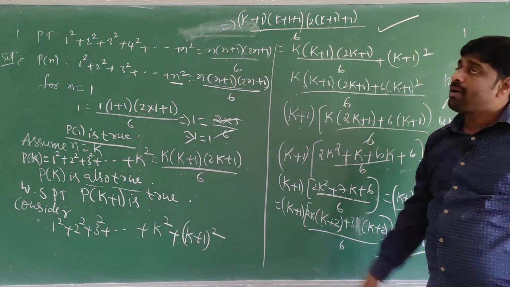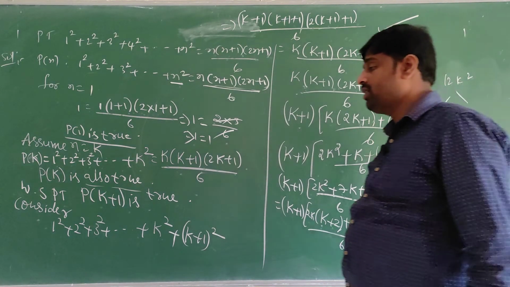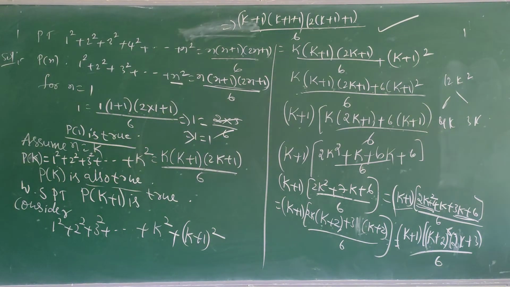Therefore, P of k plus 1 is true for all natural numbers. P of n is true. Okay, this is the solution of this problem. Next we will move on.